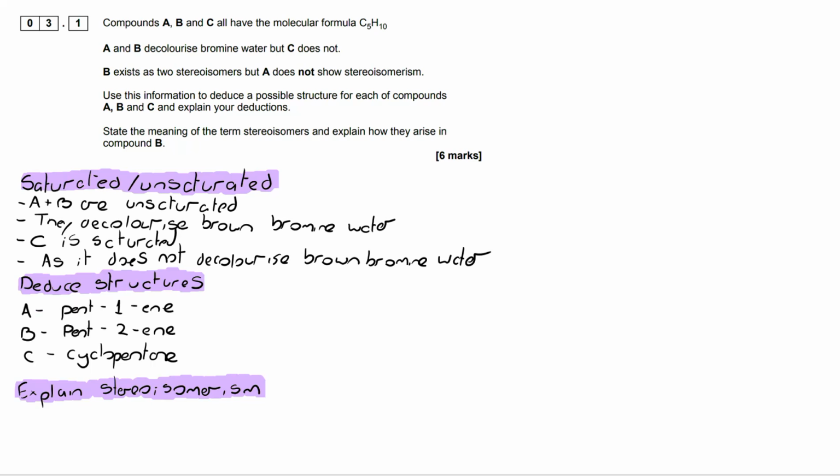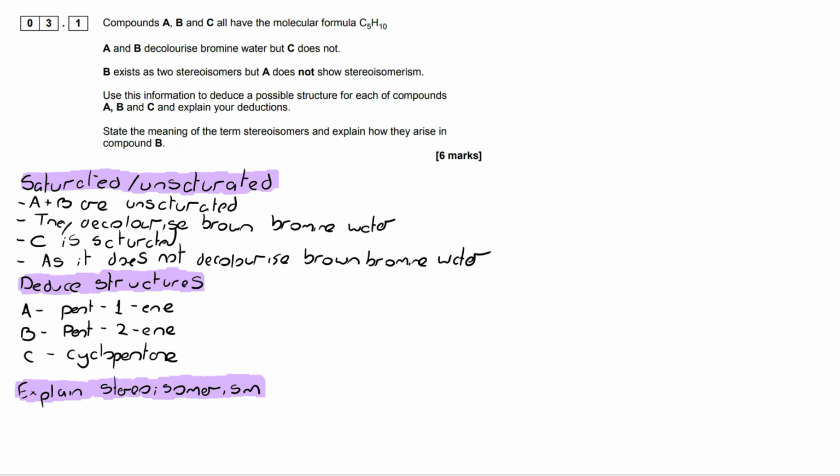Now, these are not the only answers. These are not the only ones that you can put down, but these are the most straightforward ones. A and B will both decolorize bromine water. So we know that they are both alkenes, but we know that C isn't an alkene. It's still C5H10. It's got the same general formula as an alkene. So what we're thinking of for C is functional group isomerism. And the functional group isomer of an alkene is a cycloalkane.